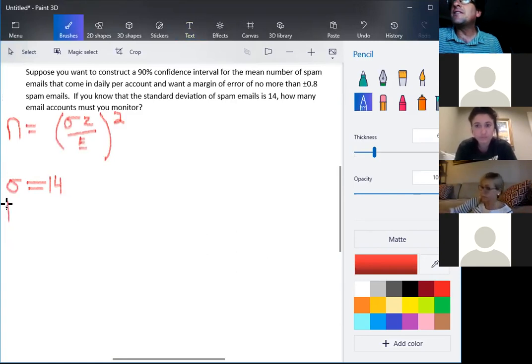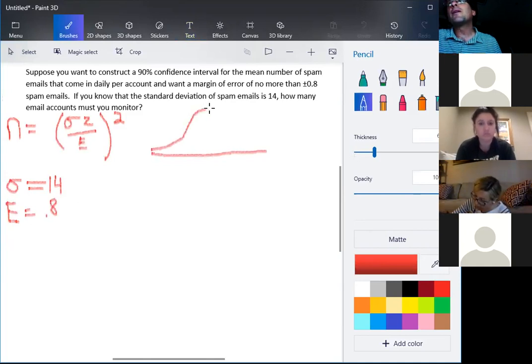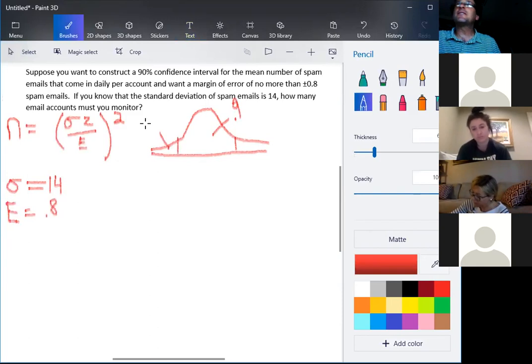Okay, E is given. What's E? 0.8. Yeah, 0.8. The plus or minus doesn't matter because you're squaring it. Z, we've done it already, but I want to show you because this is usually the hard part for most people, to find Z. We know we have a 90%. So that's 0.9. Do you remember what percent is to the left?